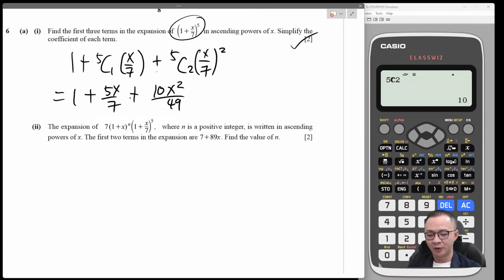So right now, where n is a positive integer, it is written in ascending power of x. The first two terms are these two terms. Find the value of n. Okay.